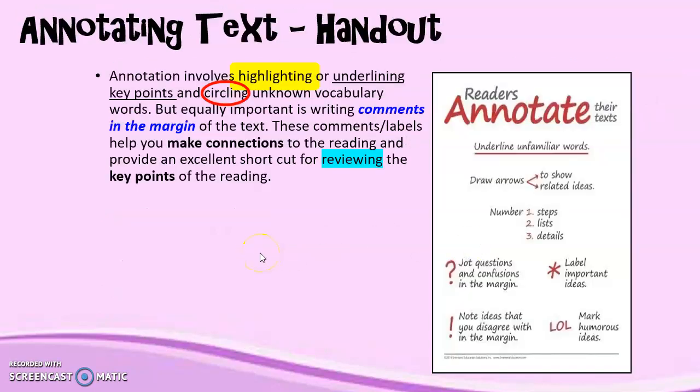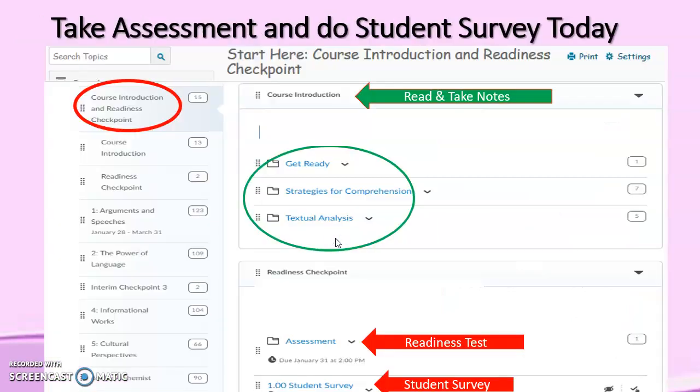One way you can do that is through annotation, which involves highlighting, underlining, circling, and making comments in the margins. These comments and labels can help you make connections to the reading, and they provide a great shortcut for reviewing the key points of the reading. You can use abbreviations, you can use underlining, highlighting, whatever tools work for you, but the more you annotate and interact with the text, the more successful you'll be.